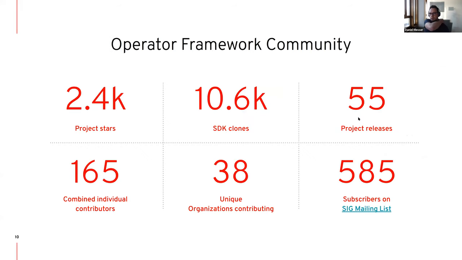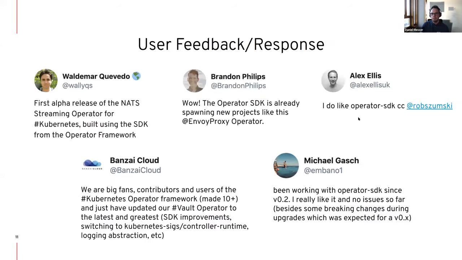A couple of statistics from the community. We have 2,500 GitHub stars. We have a lot of clones, especially on the SDK side, and a very predictable, frequent release cycle. Over 160 individual contributors with 38 organizations contributing. This is also including the community operators that we've just seen. And we have also a very active mailing list in the operator framework special interest group with over 480 subscribers. Overall, the feedback has been very good.